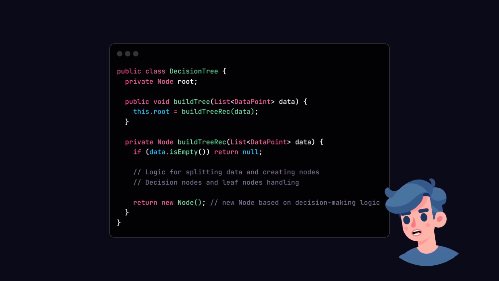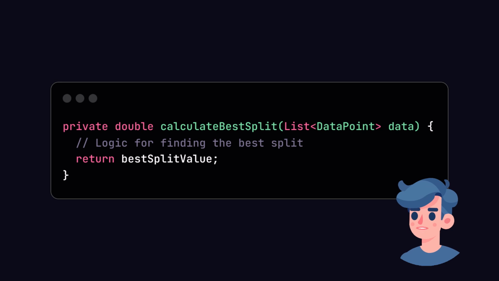Now, let's implement our decision tree class, which is fundamental for our random forest approach. This class will handle the creation of a single decision tree. Within the decision tree class, we need to implement the decision-making logic that decides how to split the dataset at each node. This involves calculating the best feature to split on.